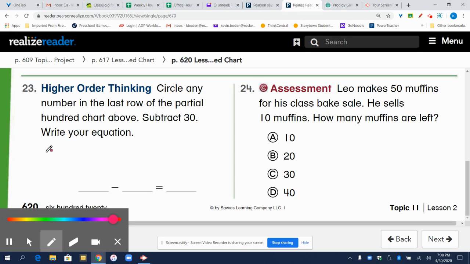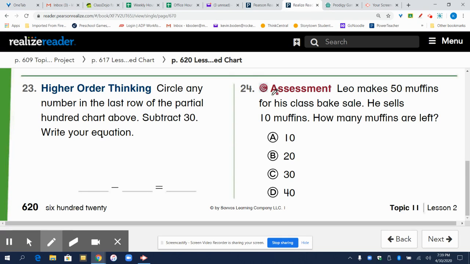All right, I would like you to try doing number 23 all by yourself. I'm going to read it for you though, where it says circle any number in the last row of the partial hundreds chart above. So go up top and circle any number that you want in the hundreds chart. And then subtract 30. So make sure you count up 3 tens. Write down your equation, and I'm very curious to see what your answer is going to be. Number 24 is the last one. You have to fill in your answer.